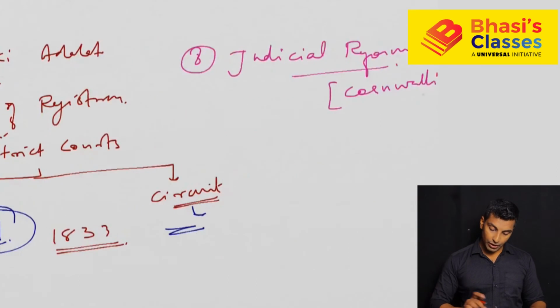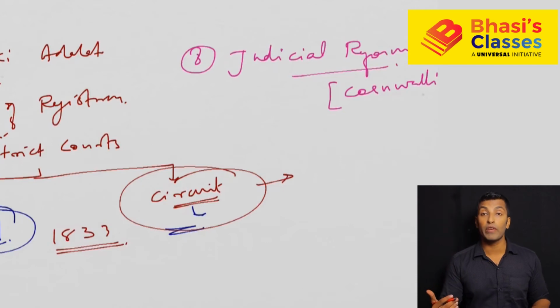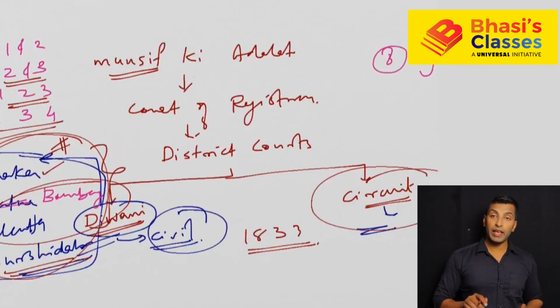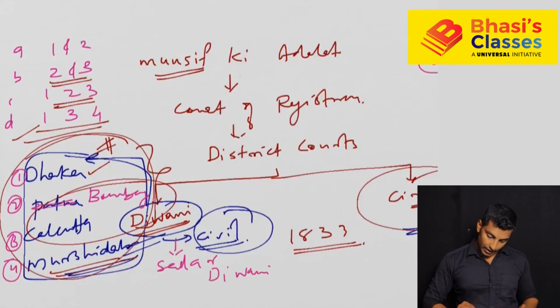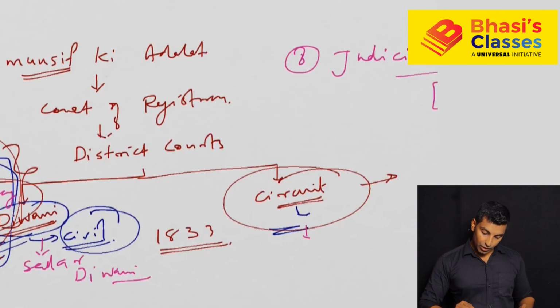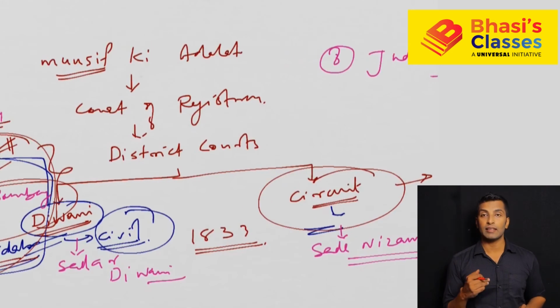Now if you look at circuit courts, these are criminal courts, these are not fixed courts, these were moving courts. Now, the highest court for Diwani courts is actually Sadar Diwani. Sadar is a Persian word, its meaning is actually head. So for circuit courts, the head is Sadar Nizamat. So Sadar Diwani and Sadar Nizamat.